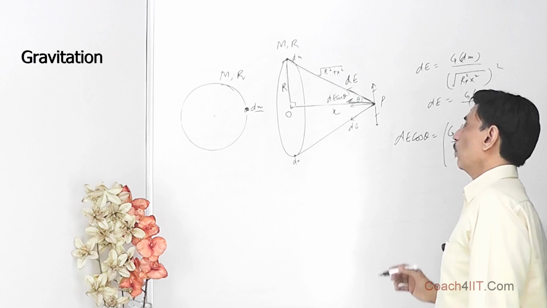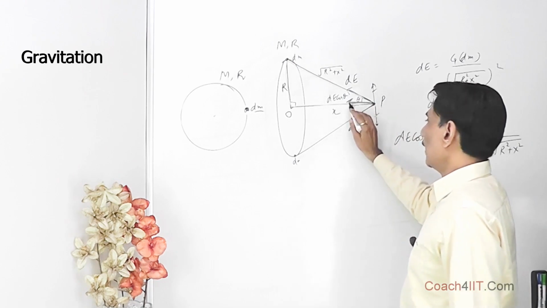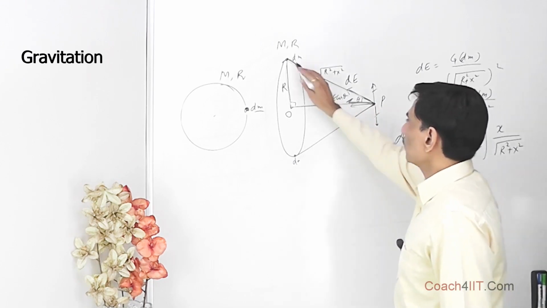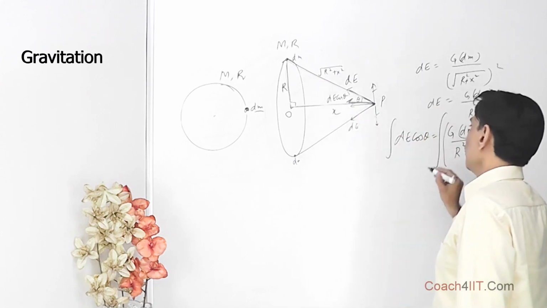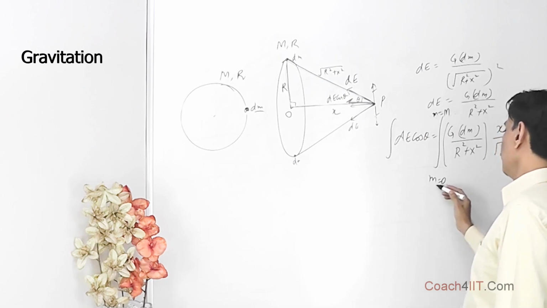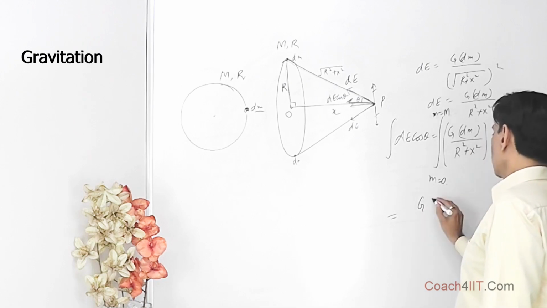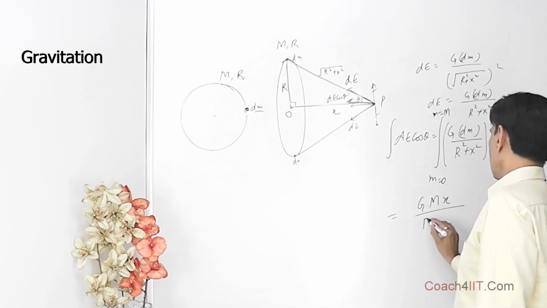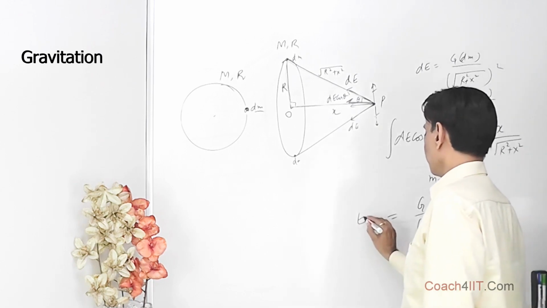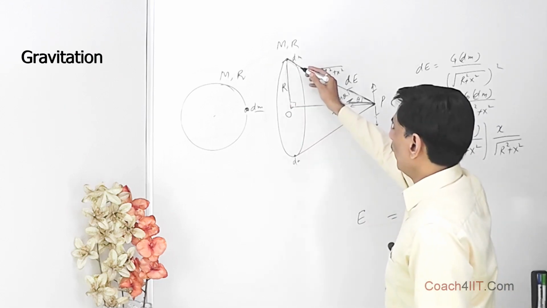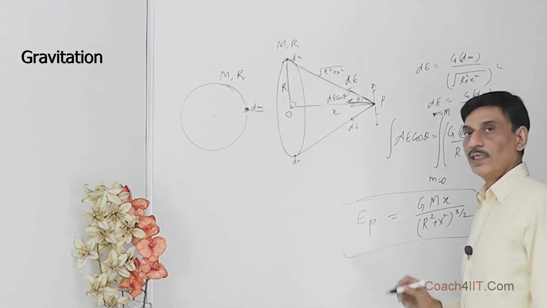Once we have found the gravitational field intensity because of this differential mass in this direction, and this component is going to be the same for the whole mass in this direction, very conveniently we can now integrate it from m equal to 0 to m equal to capital M. This comes out to be G M x upon r square plus x square raised to the power 3 by 2. This is the gravitational field intensity because of the thin ring of mass M and radius r at the point P. Please understand that over here x is a constant, x is not a variable.